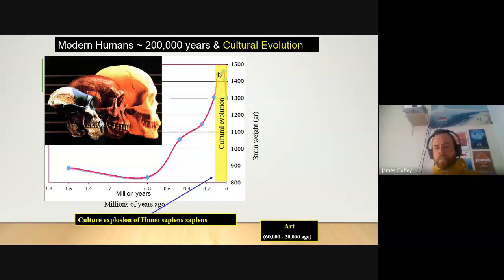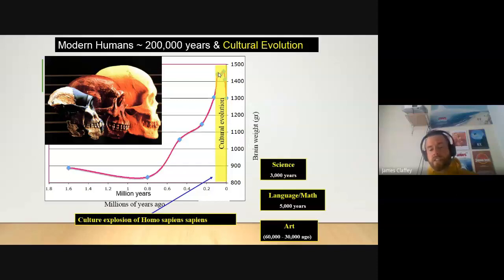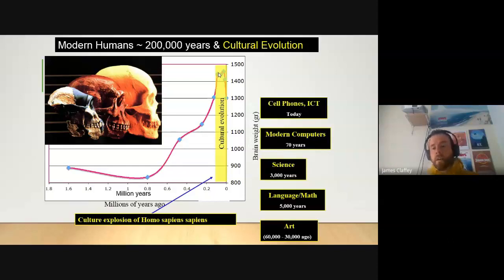So in terms of how things started, probably 60,000 to 30,000 years ago, things like art started to show up, caves, cave dwellers, Homo habilis. You'll see it across different cultures, particularly Egyptian and Greek cultures would have lots of these places looked after. Language and maths then around 5,000 years ago, science 3,000 years ago, then modern computers about 70 years at this stage, cell phones, ICT today, and then understanding and repairing our brain.